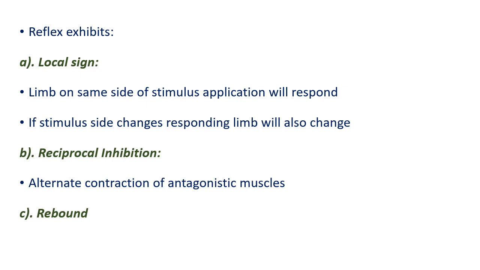Reciprocal inhibition is a very important property of this scratch reflex. There is alternate contraction of antagonistic muscles. So this to and fro scratching occurs because of the contraction of antagonistic muscles. There is alternate contraction and relaxation of the muscles of the limb, that is flexors and extensors, or adductors and abductors. This pattern of alternate contraction and relaxation of antagonistic muscles depends upon the reciprocal inhibition followed by rebound, and this depends upon the oscillatory circuits in the spinal cord.